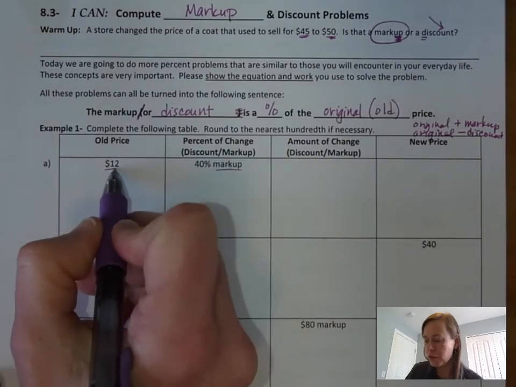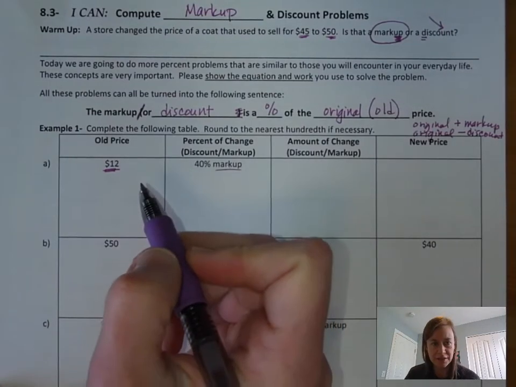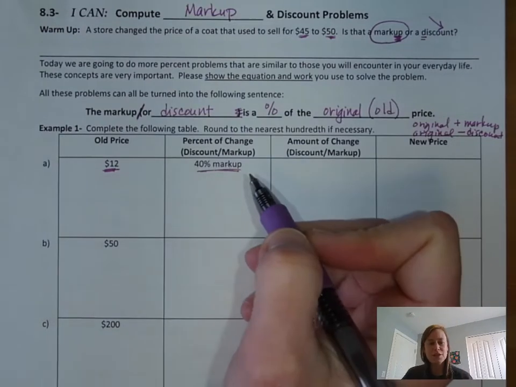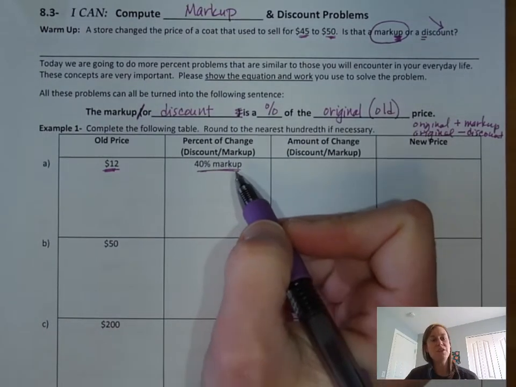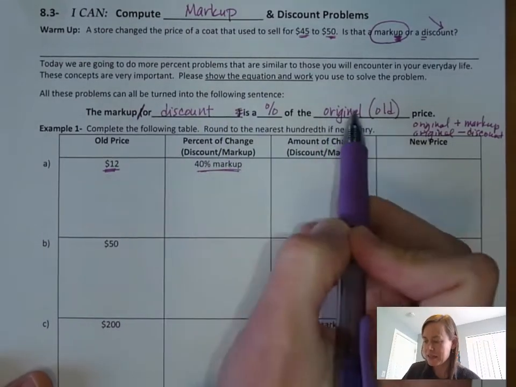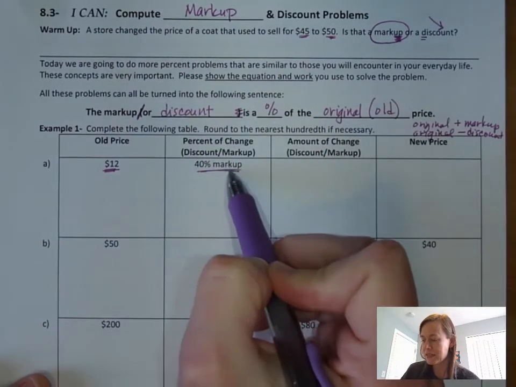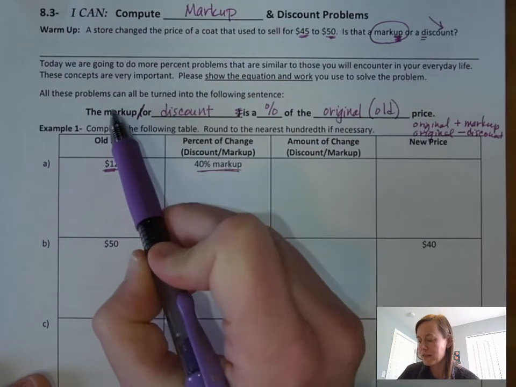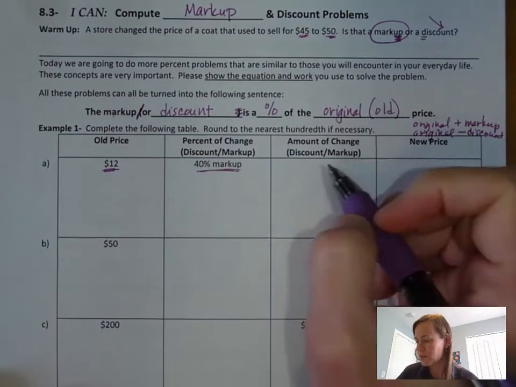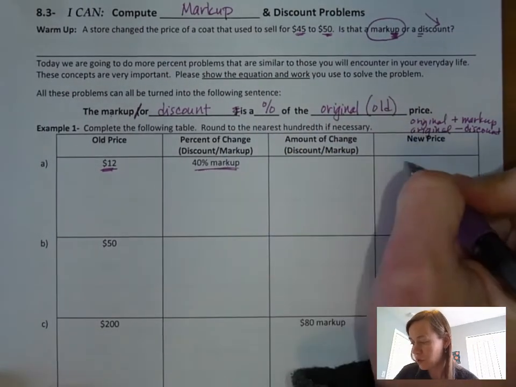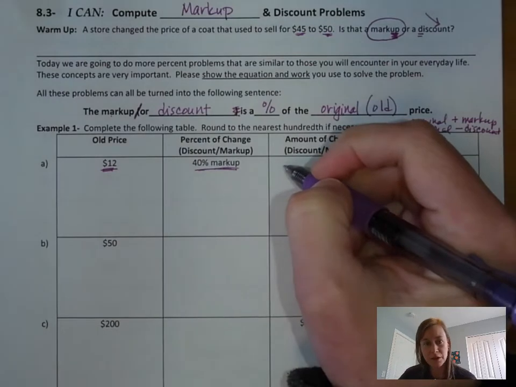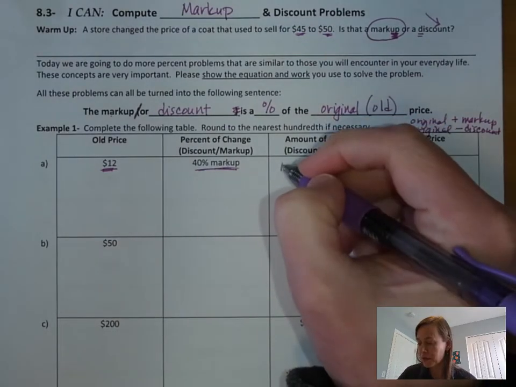So the old price, the original price is $12, and there is a 40% markup going on. So our first thing that we need to do here is figure out 40% of 12. And let's think about this sentence again. The markup or the discount, in this case it's a markup. The markup is a percent of the original. So the markup is what we're trying to calculate right now. We want the amount of change, and that's what we're calling the markup. So I'm going to represent that with an M.